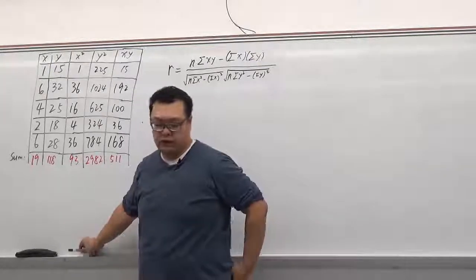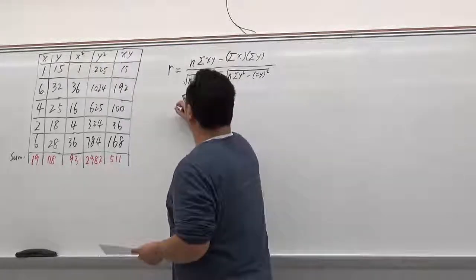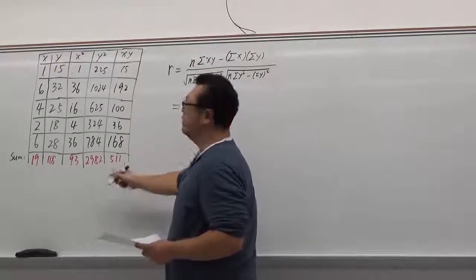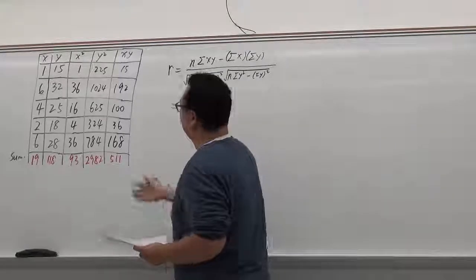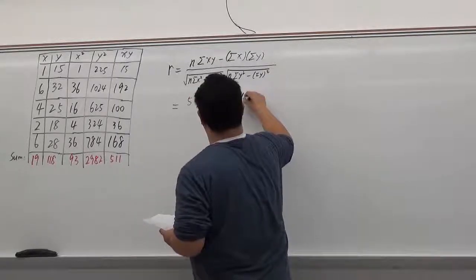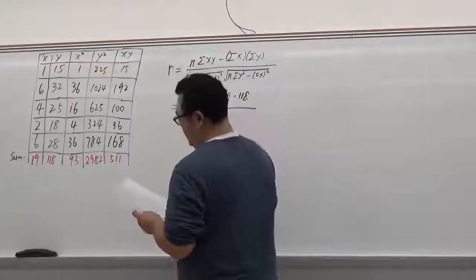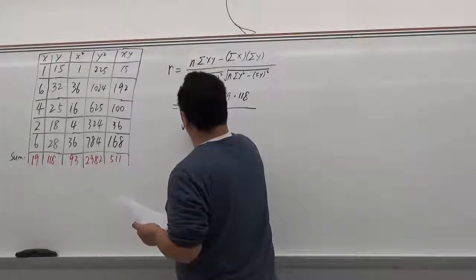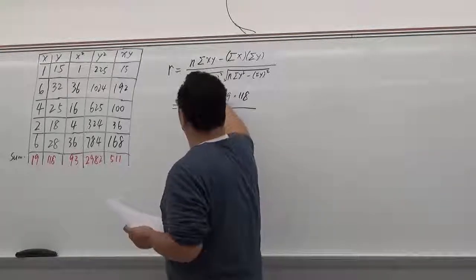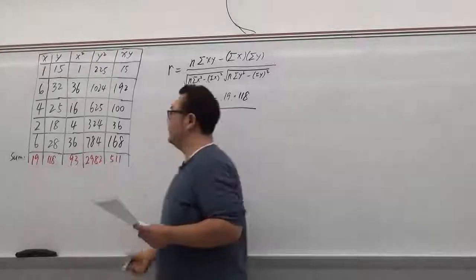So how to put them in? I have the formula called R here. First, n is 5 pairs. Sum of xy is the last column, 511. Sum of x is 19. Sum of y is 118. The top number could be positive, could be negative. It doesn't matter. And the bottom, we have the square root of 5 times the sum of x squared, that's 93, minus the square of the sum of x, which is 19 here.